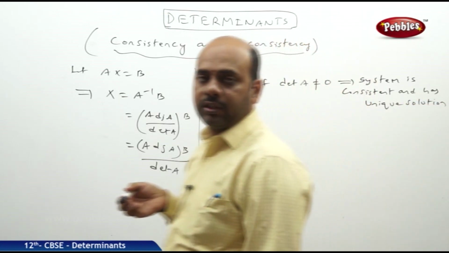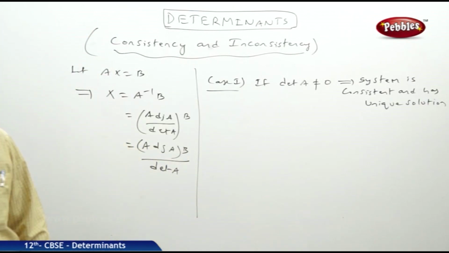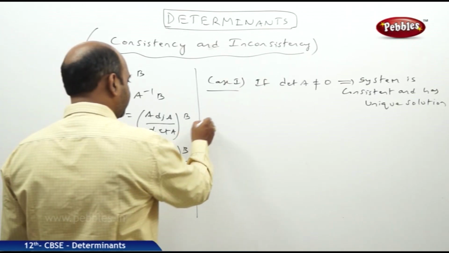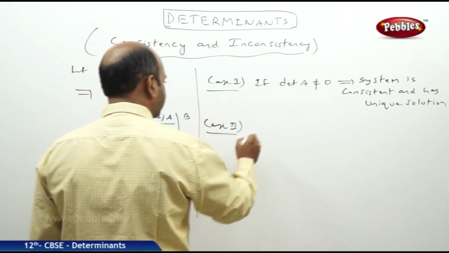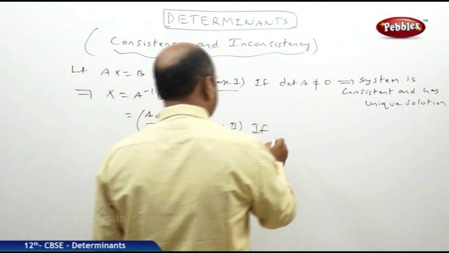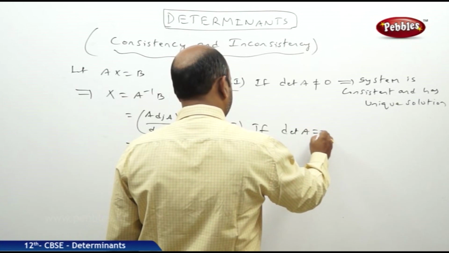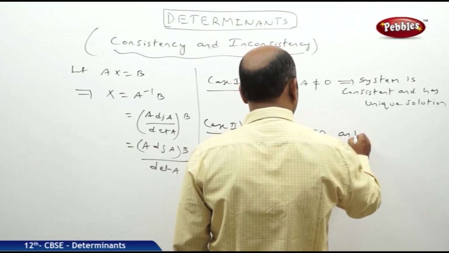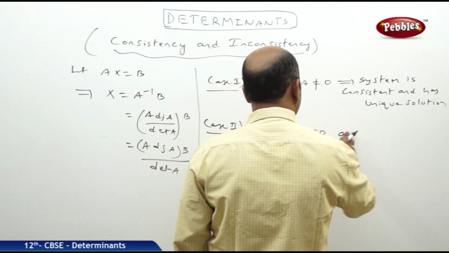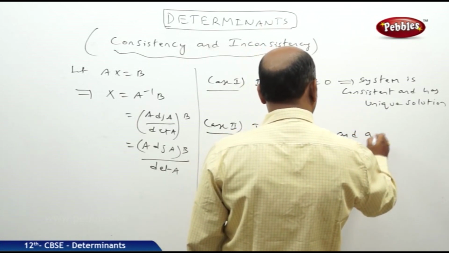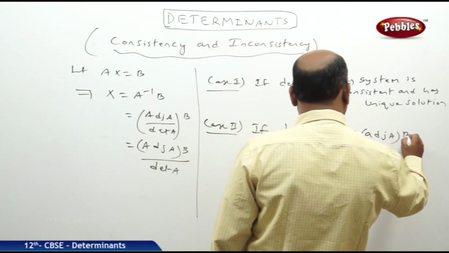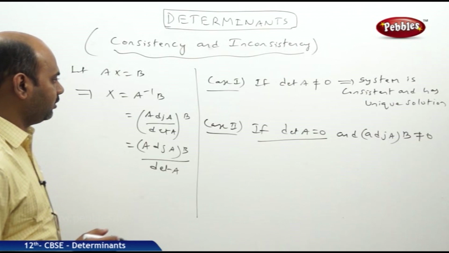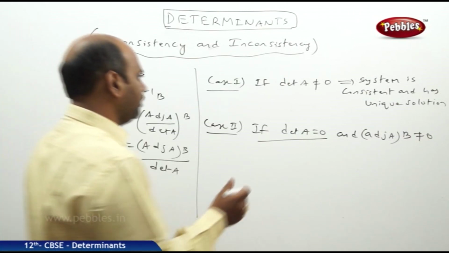Just now we have done a problem where determinant is not equal to 0 and that has got a unique solution, and the solution is x is equal to 1, y is equal to 1, z is equal to 1. And now I am going for case 2. If det A is equal to 0 and adjoint of A into B is not equal to 0, then what can we tell?